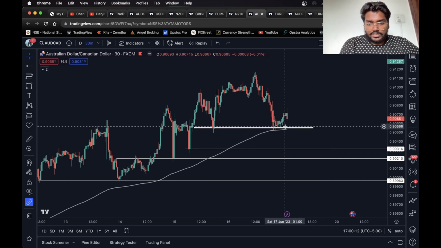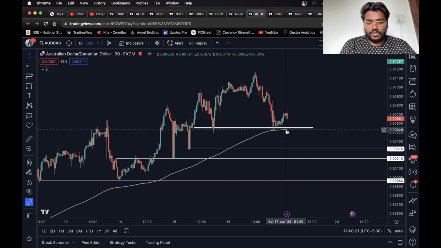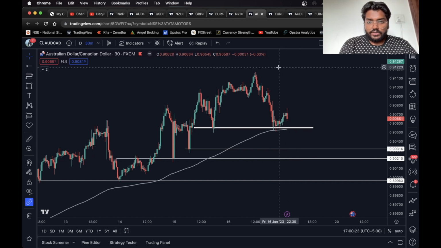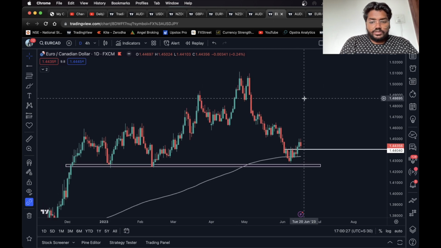It's near a horizontal level and also near 200 EMA. So once it breaks down, a short entry can be taken. You can consider this as your target. Your target depends on as long as you can hold it. So this is what you can do. Moving on to the next one, we have Euro CAD.